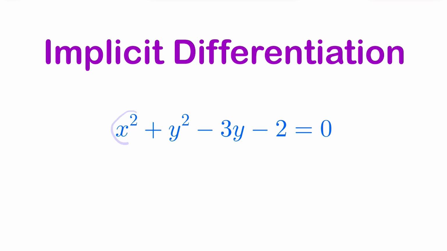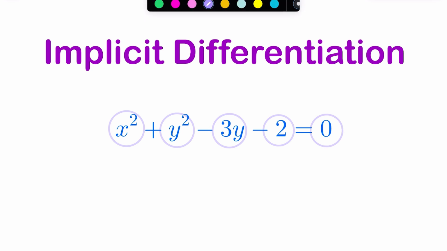So we need to differentiate every term. So we differentiate term by term. Each term, you differentiate it, and whenever you come across something that involves a y, use the chain rule and multiply by dy by dx. So let's start by differentiating x squared. That's straightforward. That's simply 2 multiplied by x.